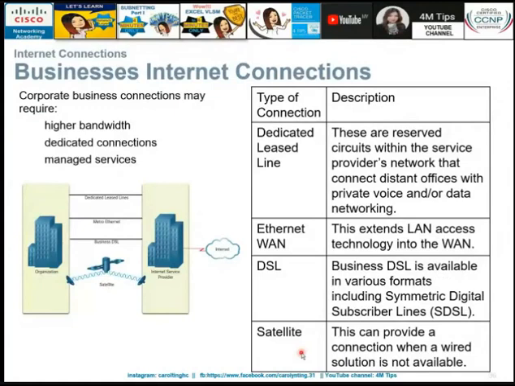Next, business internet connections. A corporate business connection may require a higher bandwidth, a dedicated connection, and managed services. Again, all these are already repeated. The leased line is the one I mentioned just now. From the telecom, they reserve that line for you, so that's why it is very, very expensive. Every month you have to pay a subscription. Next is Ethernet, which extends local area networks into wide area networks. Then you will have DSL, as I mentioned just now, and then satellite.